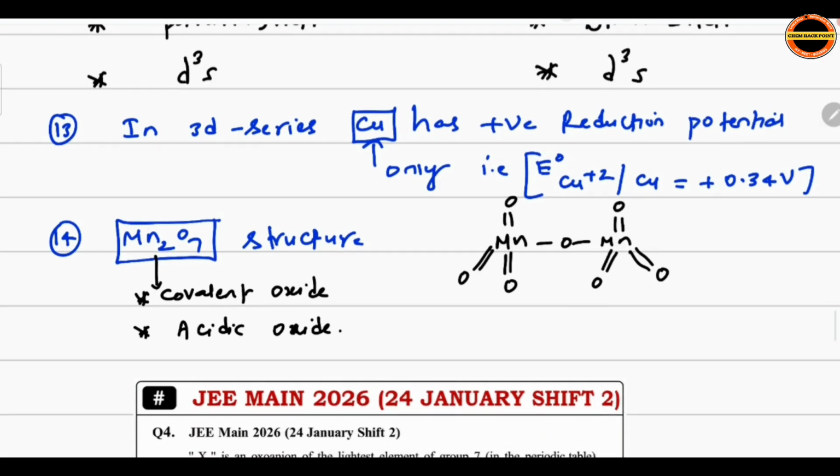Mn2O7 structure: first of all, it is a covalent oxide, it is an acidic oxide. The structure you can see here is a tetrahedral unit, and one more tetrahedral unit along with this oxygen.